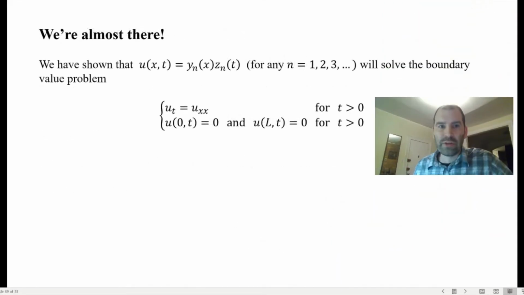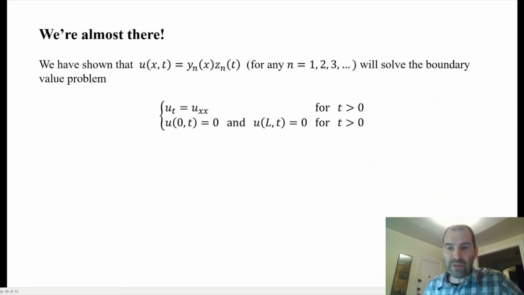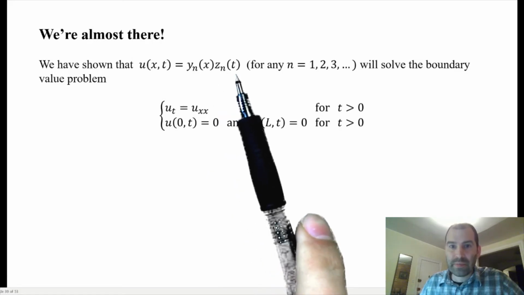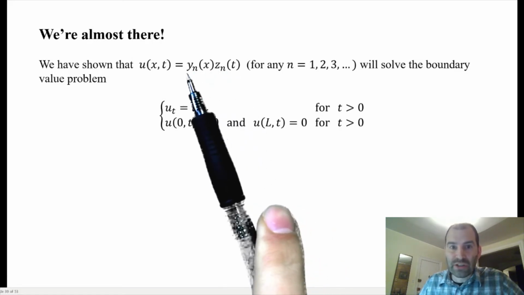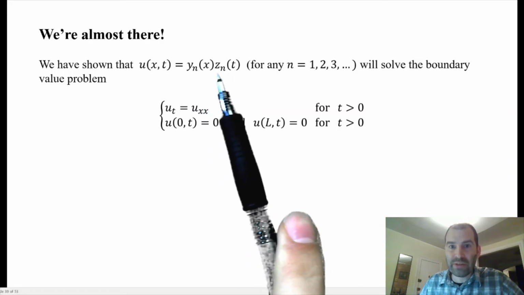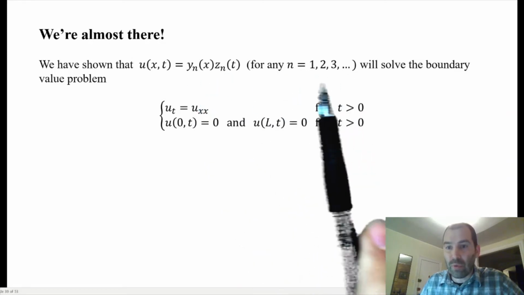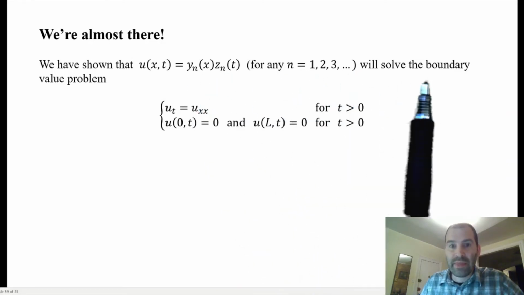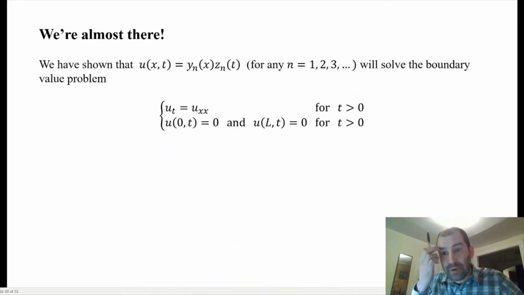Okay, so we have shown so far that this function, written as a product of y and z, and if we take any of those solutions that we found, yn, zn, if we multiply those together for any n from 1 to infinity, that will solve this boundary value problem.